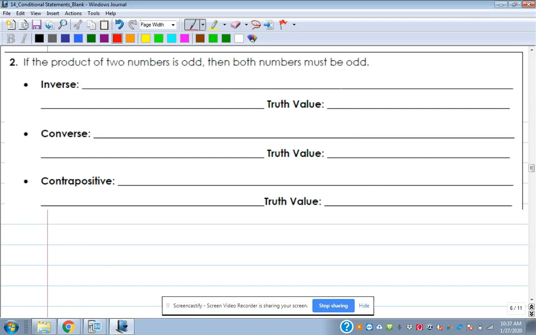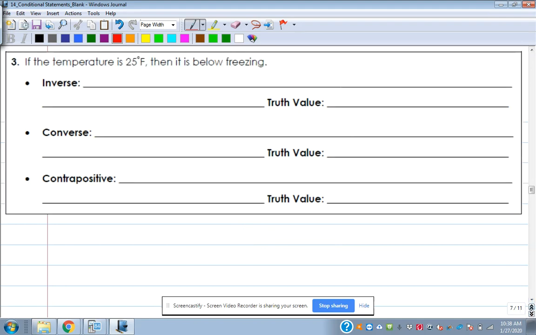Yes. Think about two even numbers, 2n times 2x. 2 times a number is going to be even, right? 2 times a different number is going to be even, right? If I multiply those together, that's going to be 4nx, which could be written 2 times 2nx. So that proves that it's even because it's divisible by 2. So yeah, that's true. That one had true all over it. Number 3, if the temperature is 25 degrees Fahrenheit, then it is below freezing. Inverse.